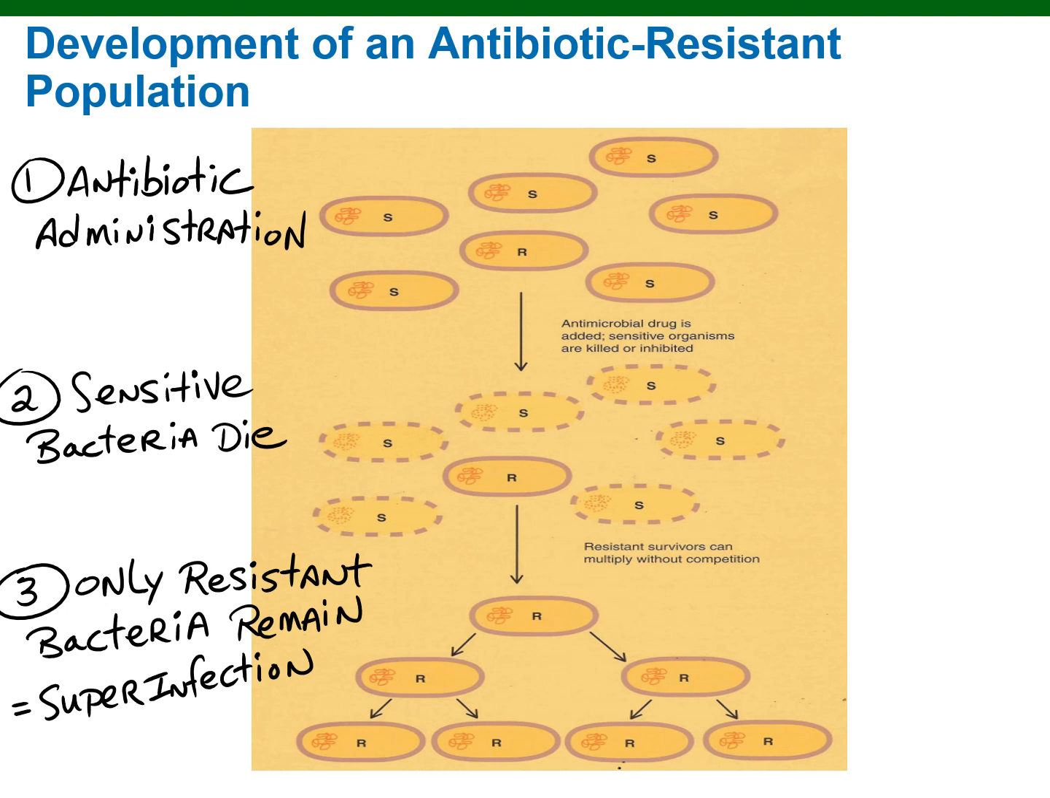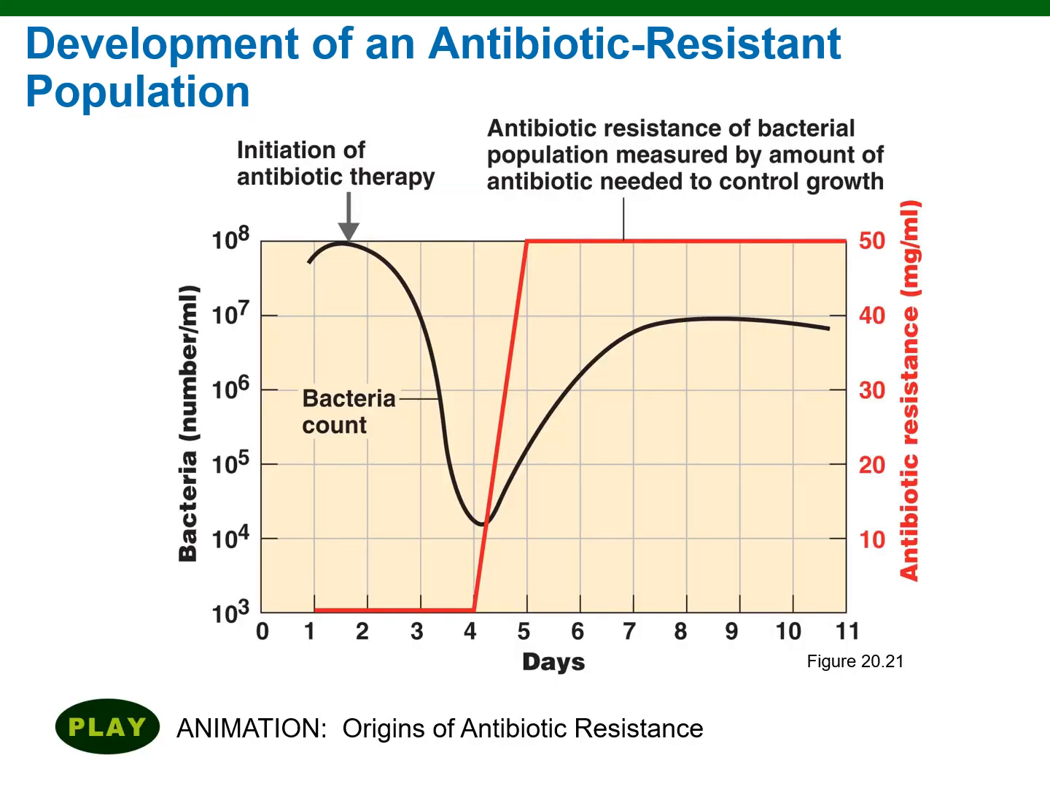It's important to note that the bacteria are what are evolving resistance when antibiotics are given. It's not about the patient physically resisting the antibiotics. Sometimes it's said that the patient is resisting the antibiotics, but in fact, it's the bacteria inside of the patient that are doing the resisting. This is an example of how an antibiotic-resistant population could manifest over time.